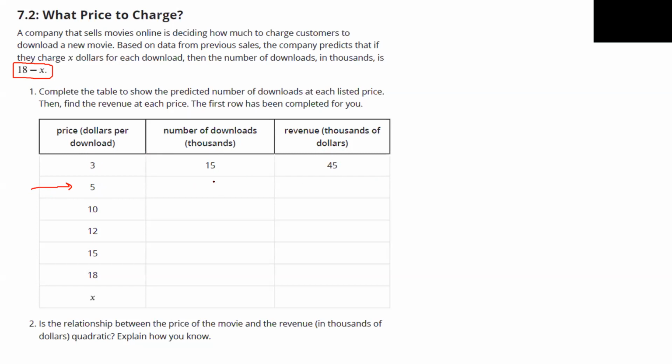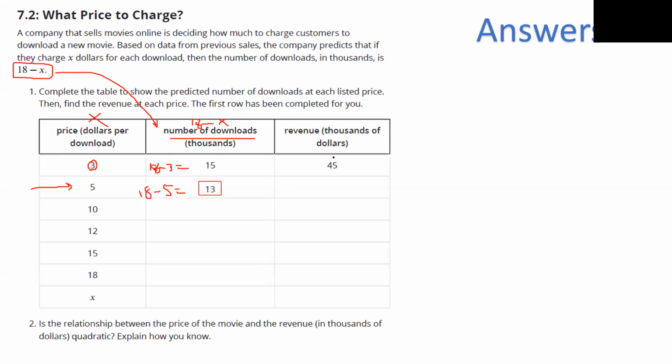All right, so now that you guys had a chance to fill in these 2 boxes, let's go ahead and work this out together. The prediction for the number of downloads is 18 minus x, and the price in dollars is our x. So if the price is $3, then 18 minus 3 is equal to 15. Now, since 5 is x, it'll be 18 minus 5, and what we get here is 13.